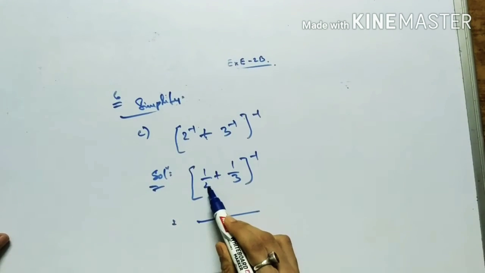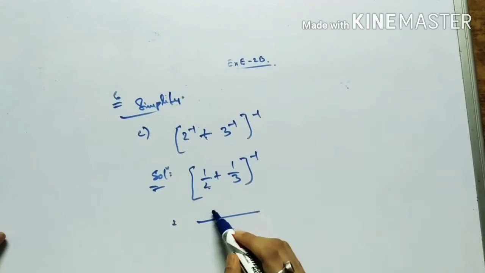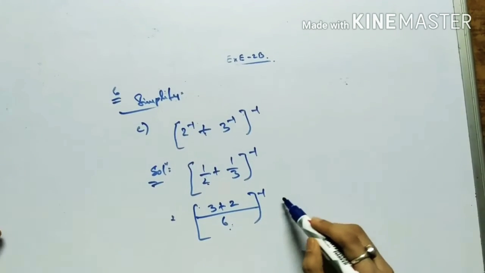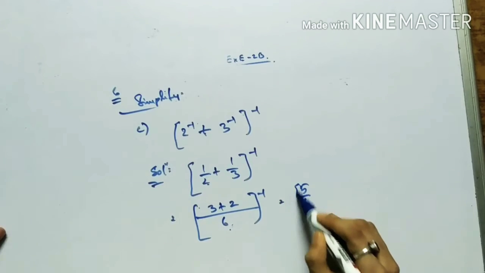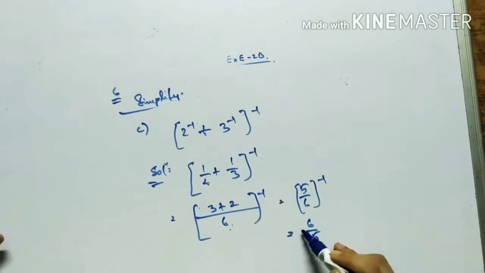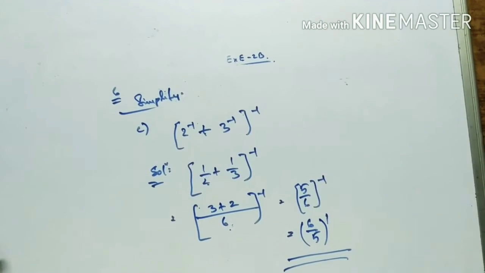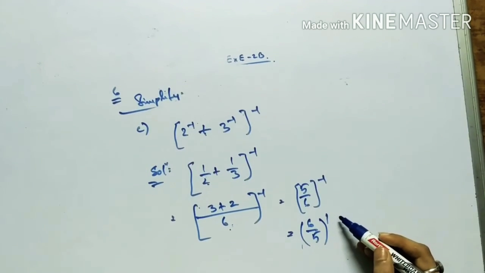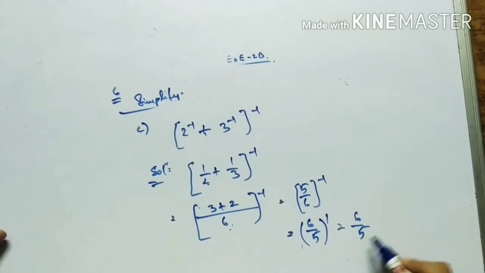So 6 divided by 2 is 3, 3 into 1 is 3, plus 2, to the whole power minus 1. So this is ultimately 5 by 6 to the whole power minus 1. So this will be 6 by 5 to the whole power 1. Finished, or simplified. So this one, 6 by 5 to the whole power 1, equals 6 by 5. This is our answer.